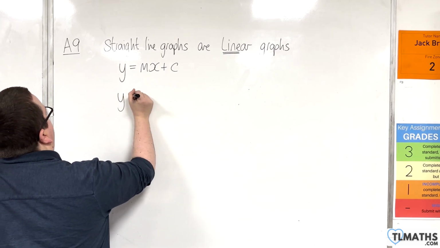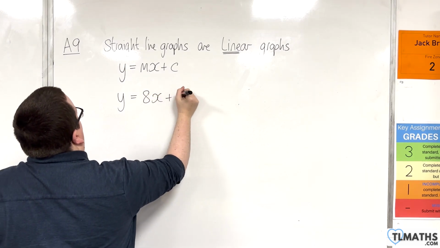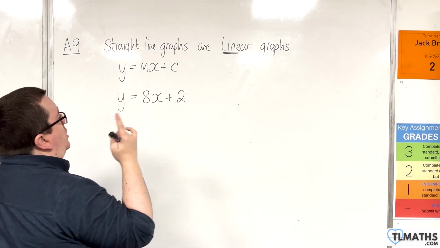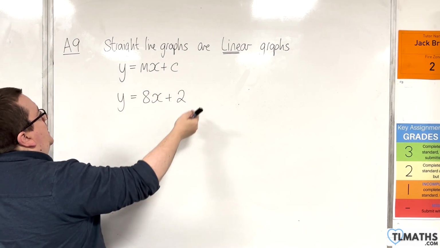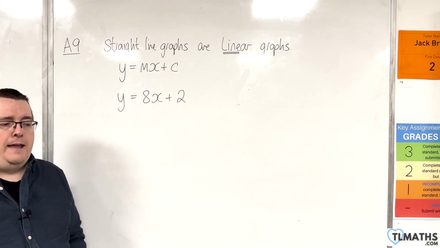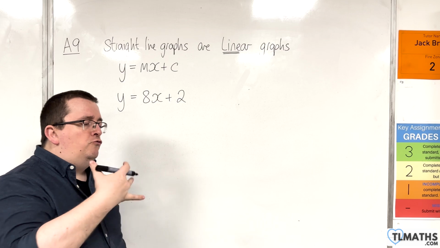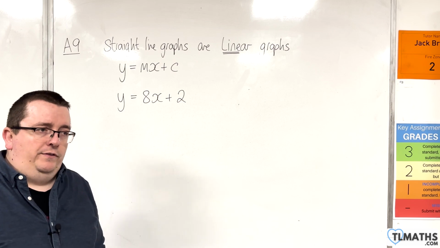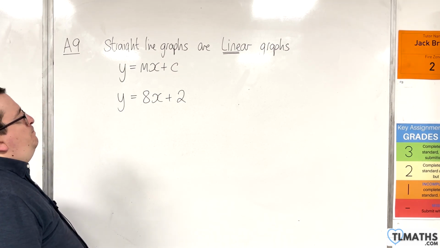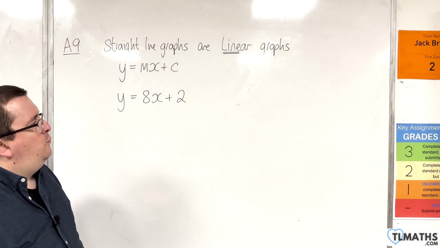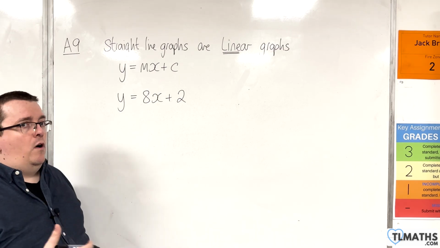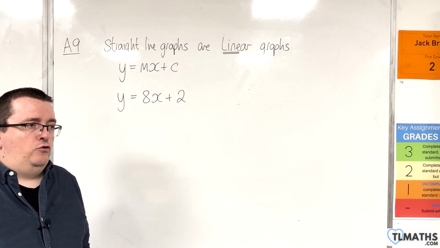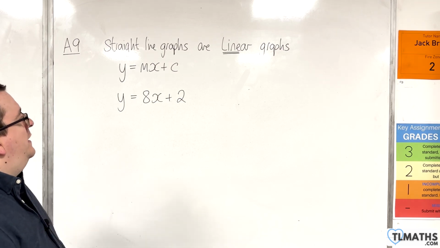Let's look at y equals 8x plus 2. Okay? This is in that same structural format. The m is 8 and the c is 2. Now what I'm going to do is rearrange this equation. I know that that is a straight line graph. Okay? So you're going to have to run with me on that, and we're going to see why throughout this section. So given that that is a straight line graph, let's start rearranging things.